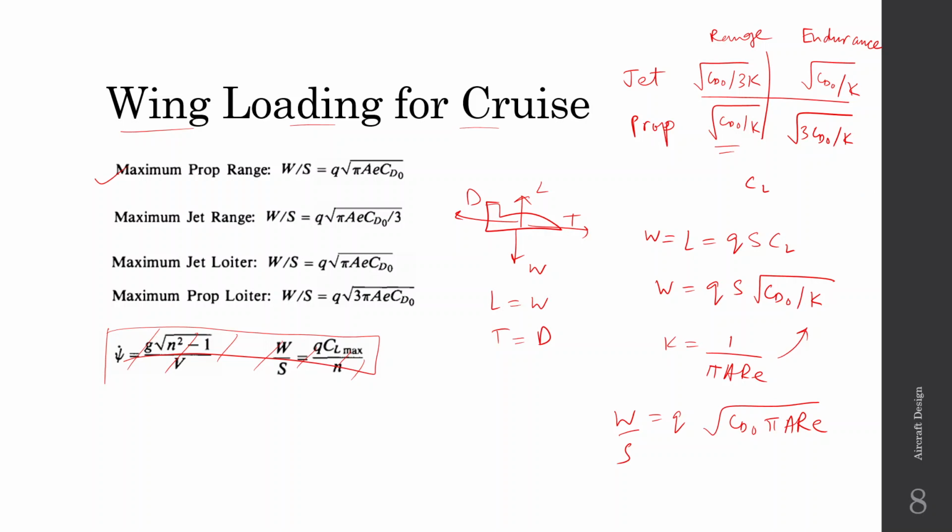Okay, so similarly for the other three cases of cruising flight, which are maximum jet endurance, maximum propeller endurance, and maximum jet range, you can find the corresponding expressions by simply following this process.